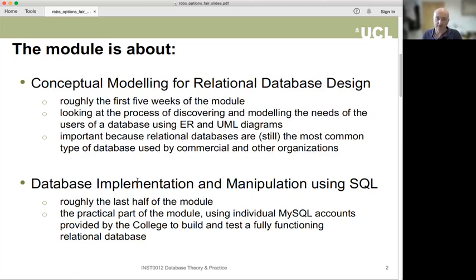And the second half of the module is going to be more practical. It's going to be looking at implementation and manipulation of databases using SQL, the standard query language for relational databases. We'll do that in a very practical way. You'll be given individual MySQL accounts provided by the college in order that you build and test a fully functional relational database. So you can find out more information about this module by checking out the longer introductory video on the Moodle page for INST 0012.